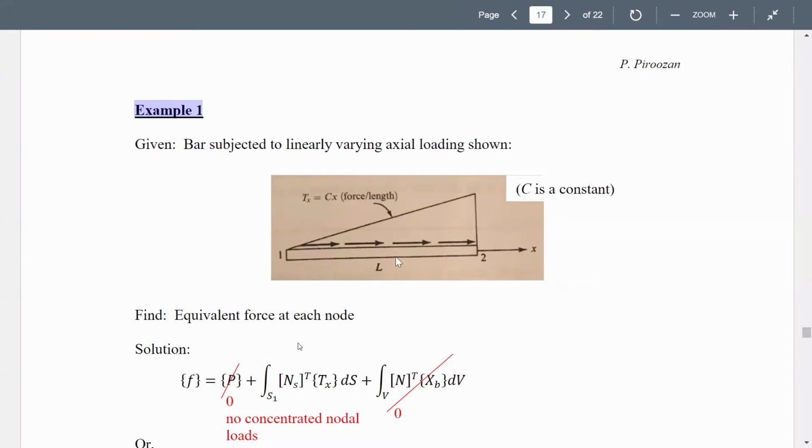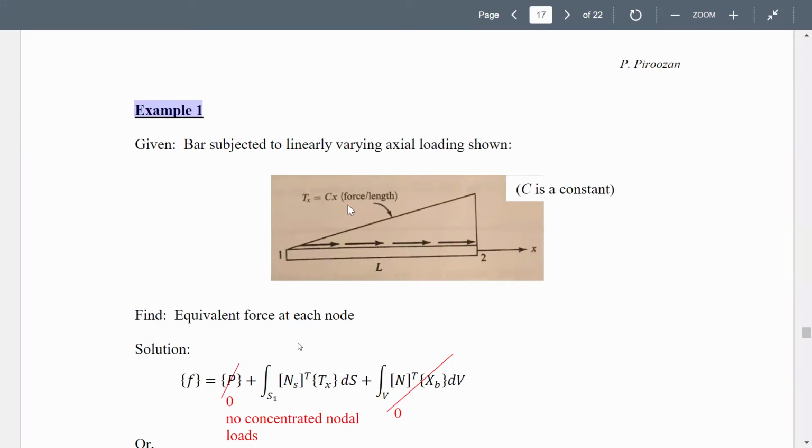Now, what you see here is one element, node 1, node 2, length L, with a distributed force applied to it, linearly varying. This traction is in the form of force per unit length, although we said traction is force per unit area, but it doesn't matter. We can also express this in force per unit length.